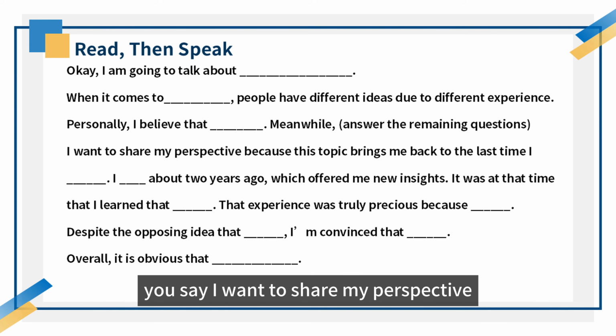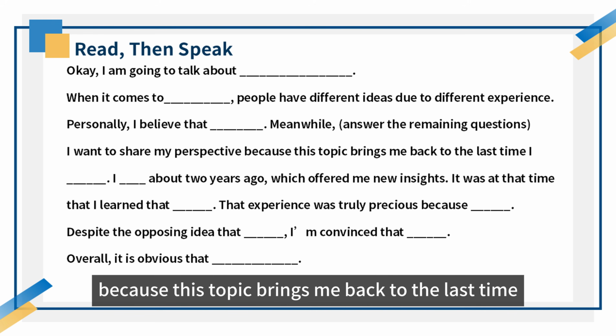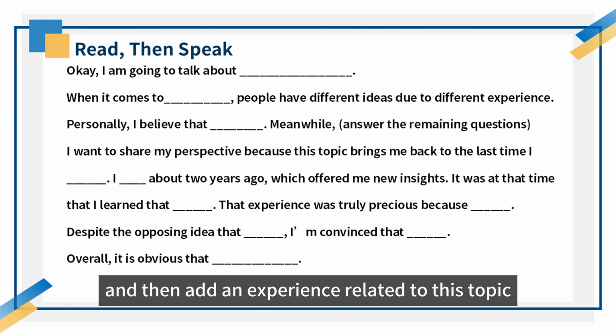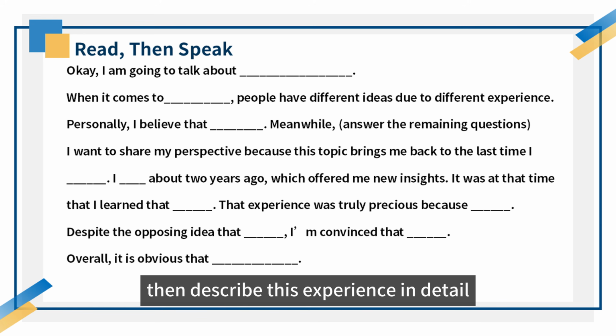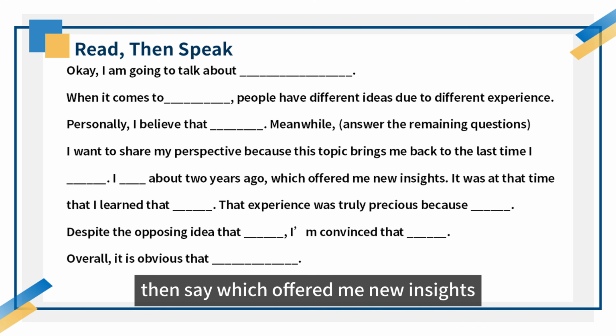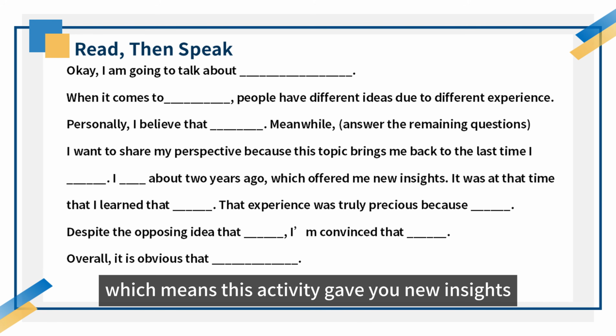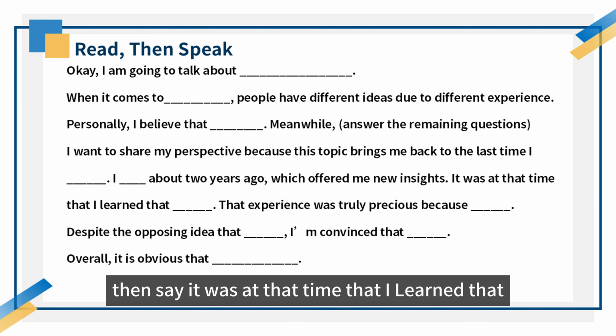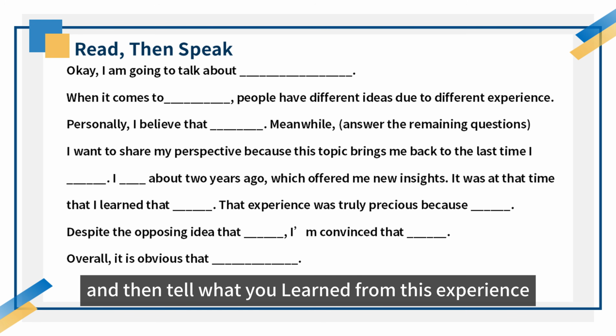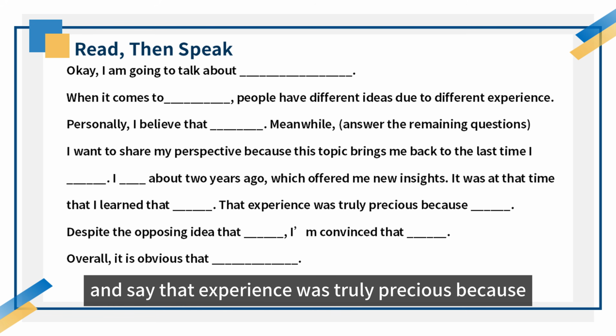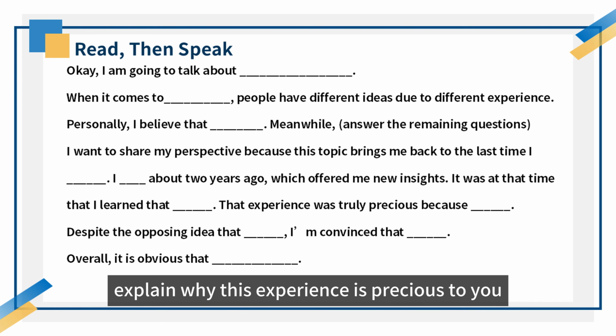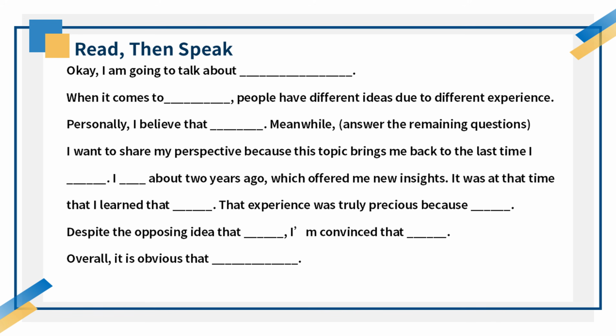You say, I want to share my perspective because this topic brings me back to the last time, and then add an experience related to this topic. Then describe this experience in detail. Then say, which offered me new insights, which means this activity gave you new insights. Then say, it was at that time that I learned that, and then tell what you learned from this experience. And say that experience was truly precious because, and then explain why this experience is precious to you.